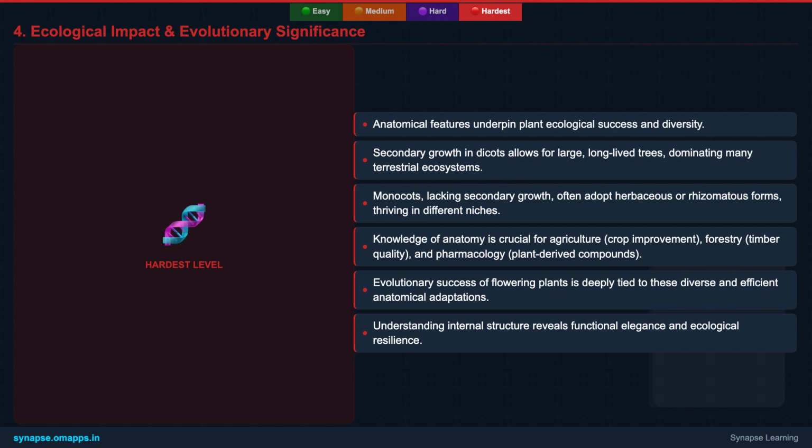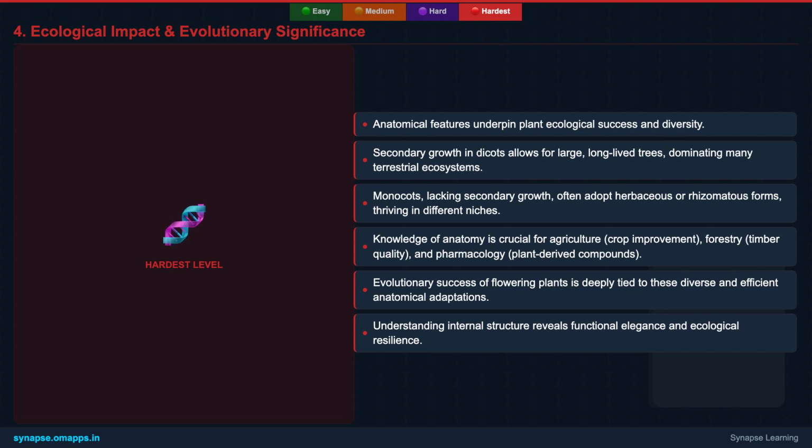For instance, knowledge of wood anatomy is vital for timber production and material science. The study of root system architecture informs sustainable irrigation and soil conservation. Furthermore, the evolutionary success of flowering plants, with their incredible diversity, is deeply rooted in these anatomical adaptations.